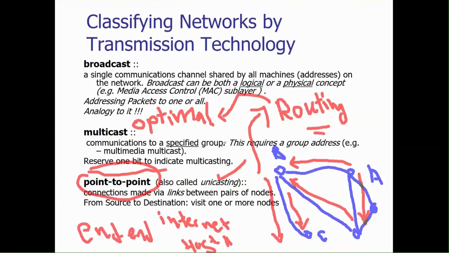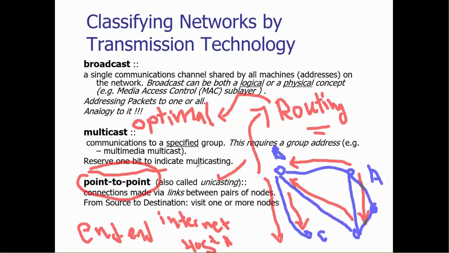Okay, guys? So the first technique is classifying by transmission technology. Three different ways: broadcast, multicast, and point-to-point or unicast. Unicast uses links. We need routing. Obviously, it decides on the optimal path compared to the others.